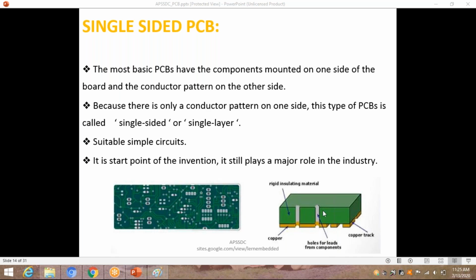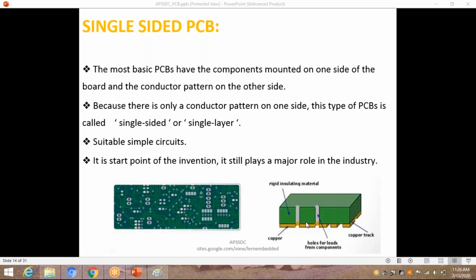This is the FR4 material, and the yellow color is the copper conducting material. We will be placing the components here, and through these holes the terminals are soldered to the copper side. Is it clear, guys? Yes, sir. The components will be placed on the FR4 layer, the base board side, but we need to solder the terminals to the copper side. Don't forget it.